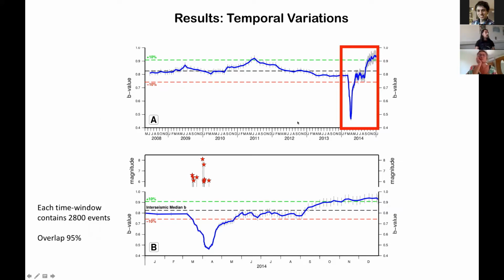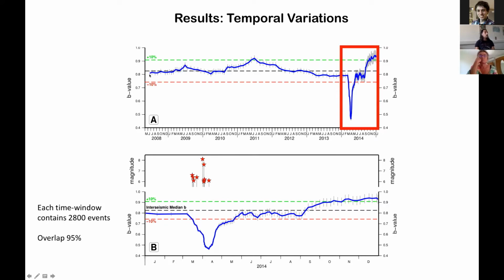The lower figure shows just this zoomed area in the red square, a zoom into the year 2014, which is when the seismic sequence occurred. Here, these red stars show the occurrence of the largest earthquakes during the seismic sequence, starting in mid-March with the 6.7 foreshock, then the main shock, 8.1, on the 1st of April, followed by the largest aftershock, 7.6 I think it is, 2 days after.